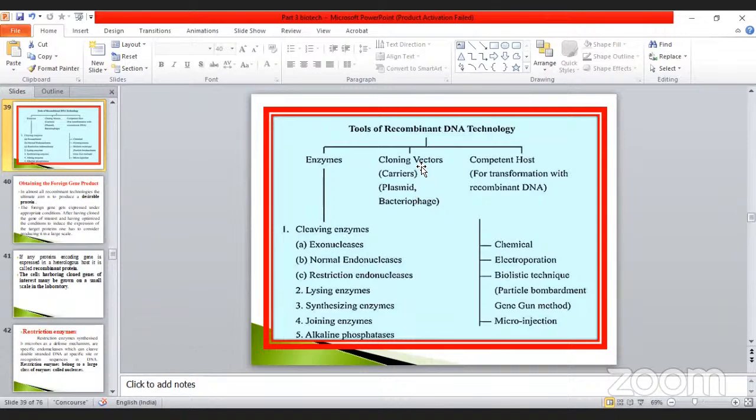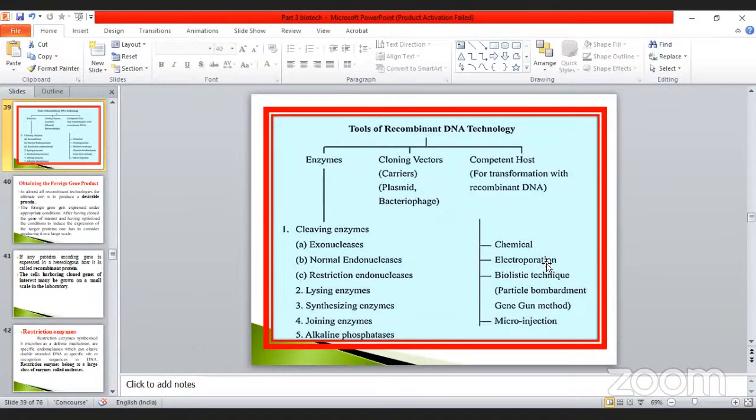Okay, another, already you studied the cloning vector, cloning mediator vector. Already we studied, isn't it? A competent host for the transformation with the recombinant DNA. After the formation of this recombination, what is it? Hybridization. After the hybridization, it also needs some technology. Okay, advanced technology. Suppose it is made of chemicals, calcium chloride.